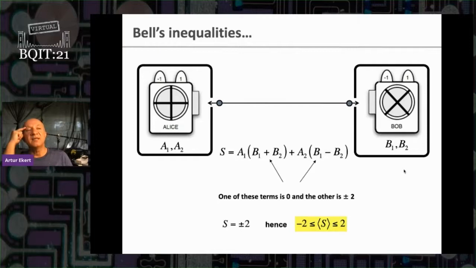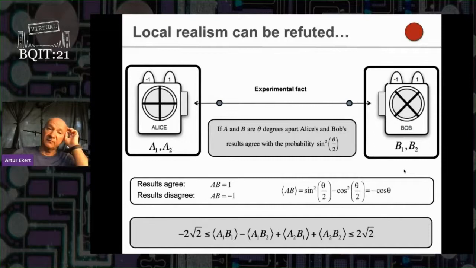So for any experiments where each property has a well-defined numerical value, you expect this figure of merit S to be in between minus two and two. So if there is an element of physical reality attributed to every single type of polarization, then this is satisfied. Except that this kind of view, the local realism, can be refuted. And we know that it was in fact refuted in many experiments.